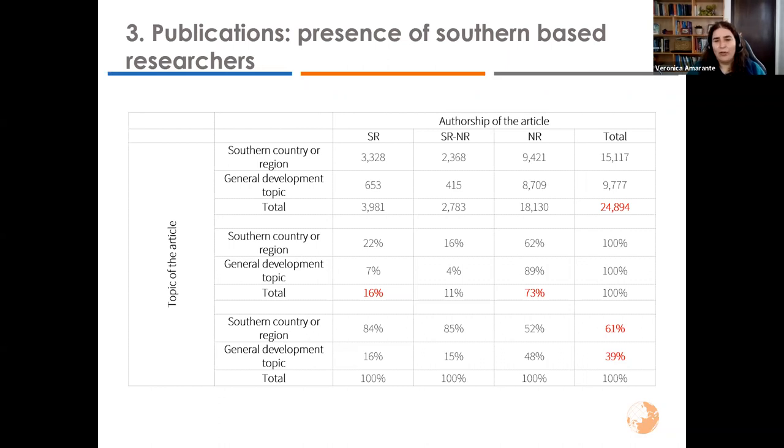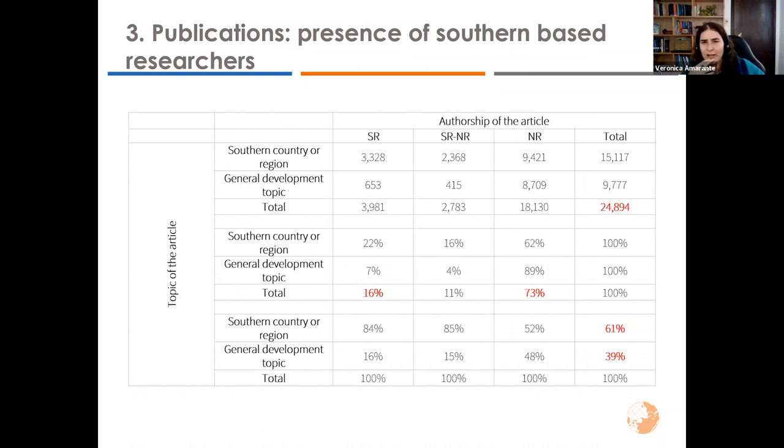And if we consider the authorship of the article, 73% of these articles are written by researchers located in northern institutions. 16% are written by researchers who are located in southern institutions. And then we have 11% of collaborations between researchers based at different places. This is for the whole period. I will then show how it evolves in time.